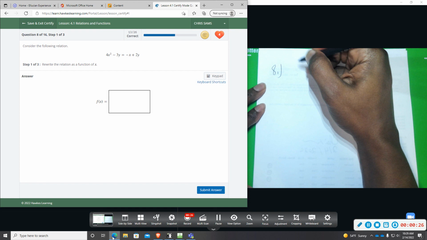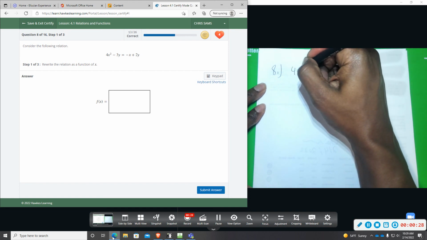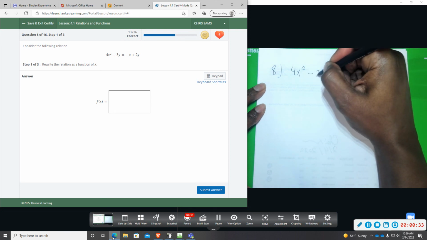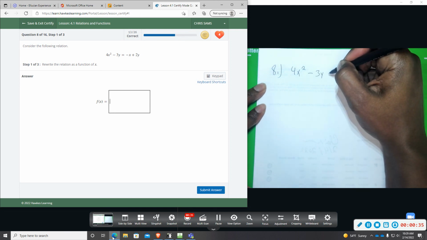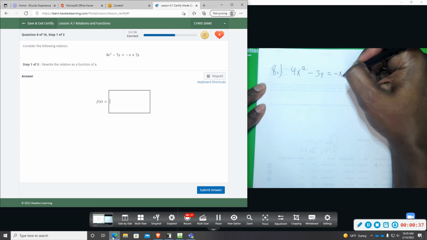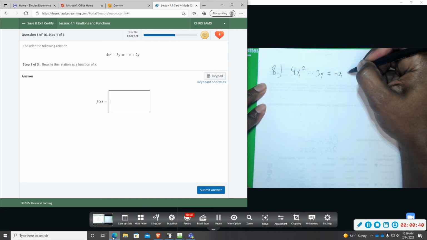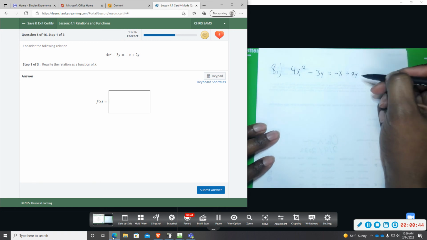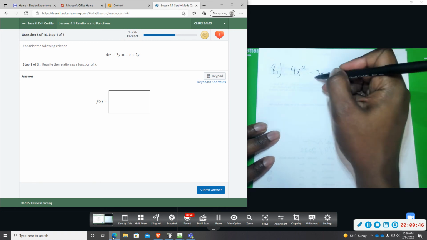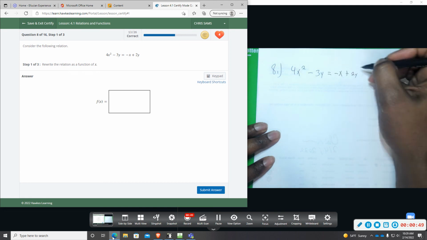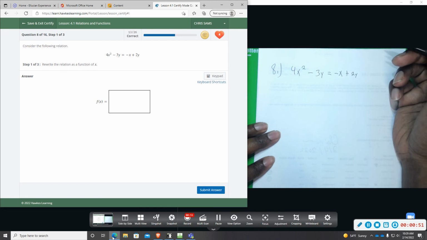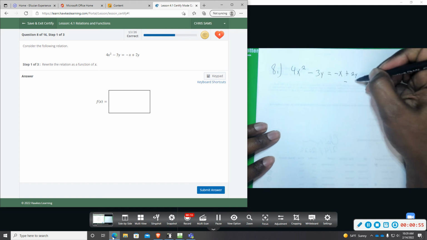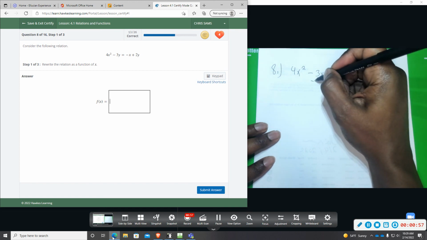So the relation we have is 4x squared minus 3y equals negative x plus 2y. All right, so we're going to collect the y's together on the same side, so I'm going to move them to the left. It doesn't really matter, but we traditionally put y on the left-hand side. So I'm going to subtract 2y from both sides.